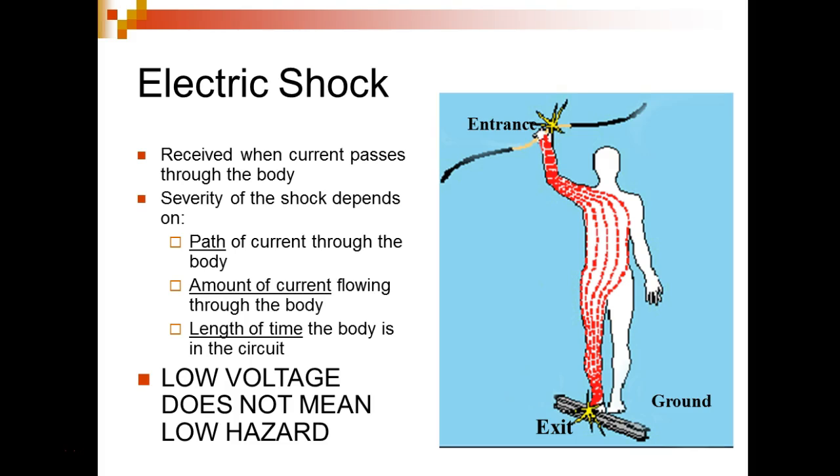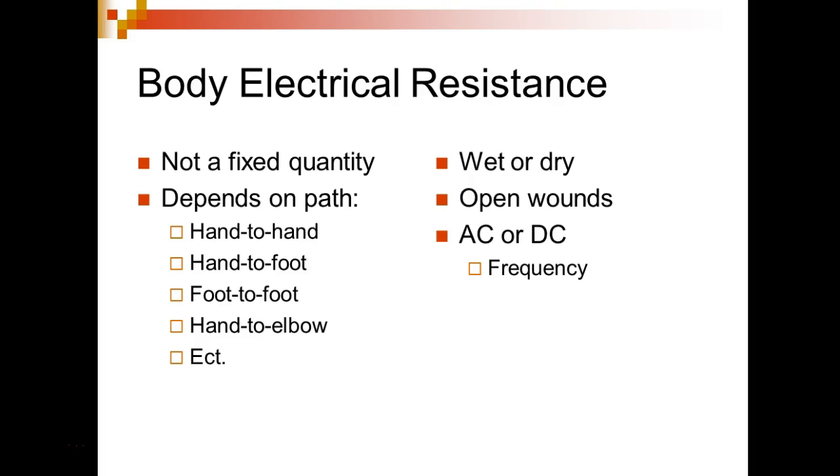So what determines the effect is the path through the body, the amount of current flow through the body, and the length of time the body is in circuit. Everybody understand that? Body electrical resistance. What determines how much resistance you have in your body?